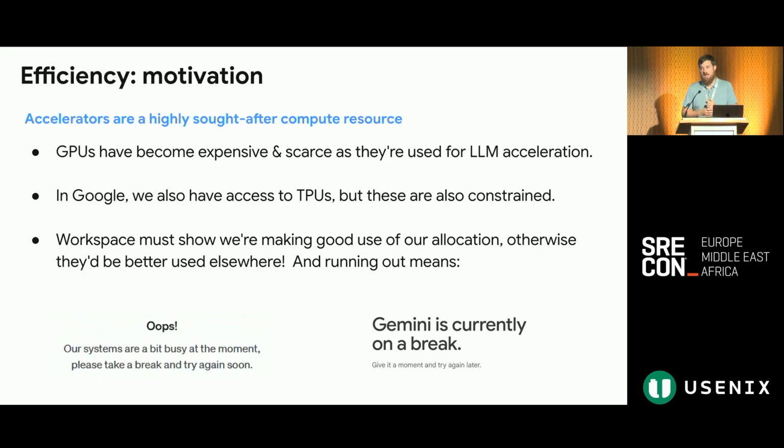So LLM accelerators, so GPUs, have become extremely expensive and scarce across the whole industry. And they cost a lot of money, they use a lot of power, they're very hard to get unless you have close friends in NVIDIA. In Google, we also have access to TPUs, which are another kind of accelerator, but these are also not an infinite resource. So in my team, in Workspace, we have to show that we're making good use of the accelerators that we have access to. Otherwise, it would make sense for someone else in Google to use them or to sell them, rent them to a customer. And if you run out of TPUs, if you run out of accelerators, then you start serving errors, as you can see.